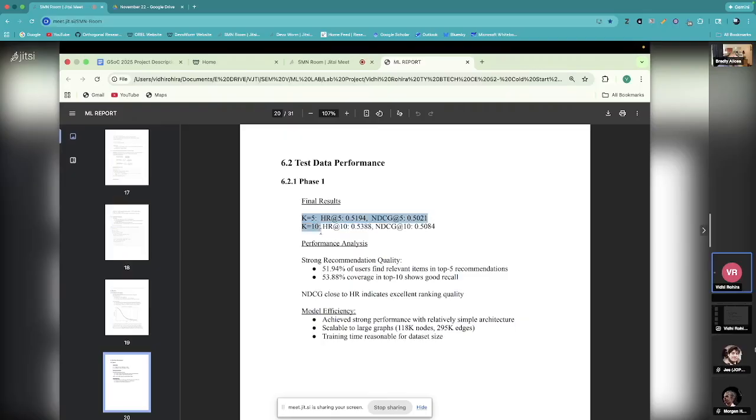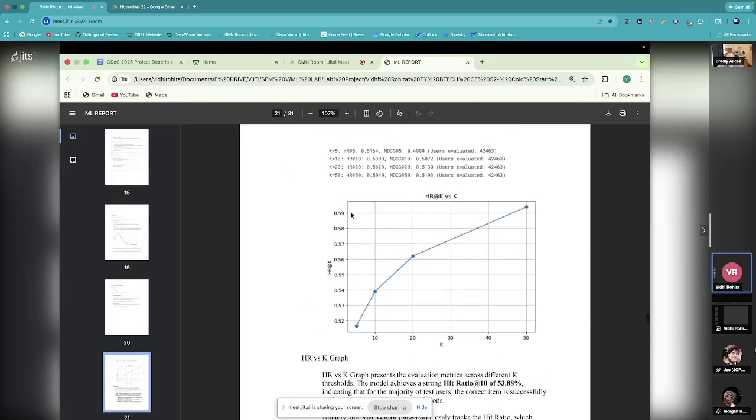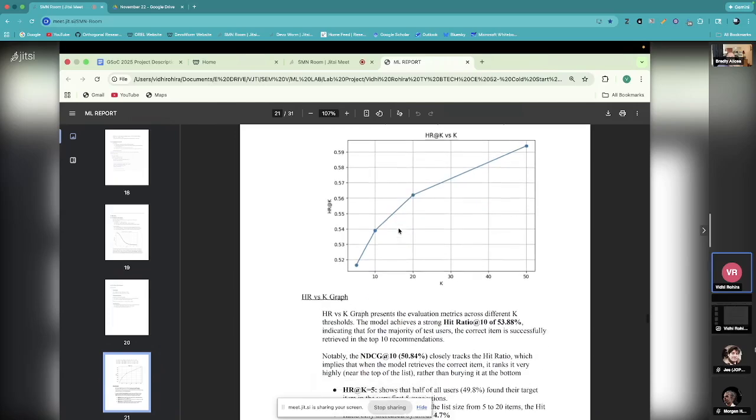So as K increases, that means the number of items being recommended increases, and the hit ratio is increasing too. So yeah, that's the graph of hit ratio: it keeps increasing and goes to 59%, which is almost 60%. So that's a good rate.